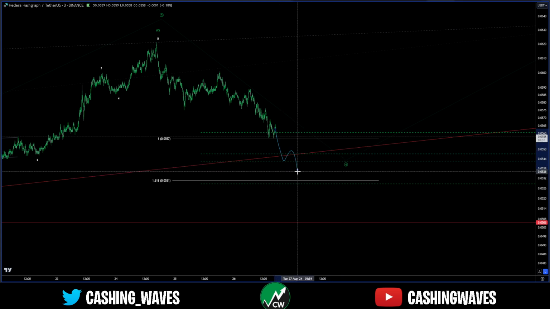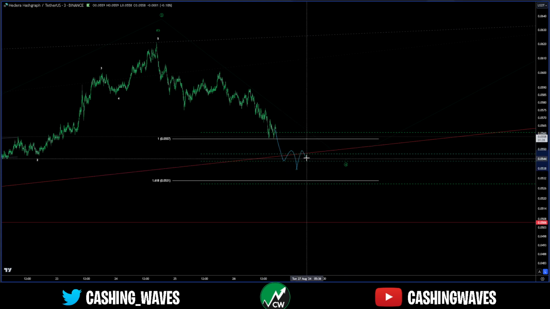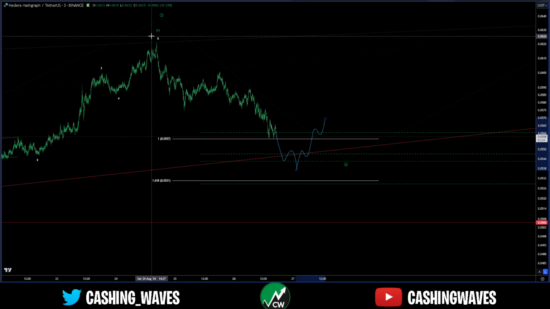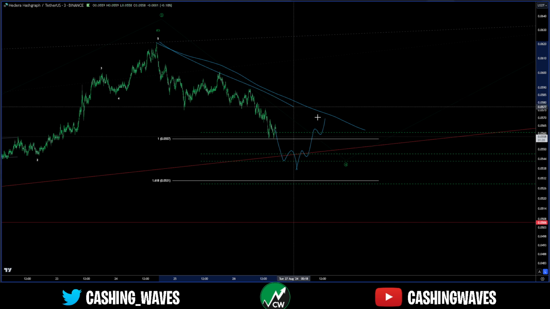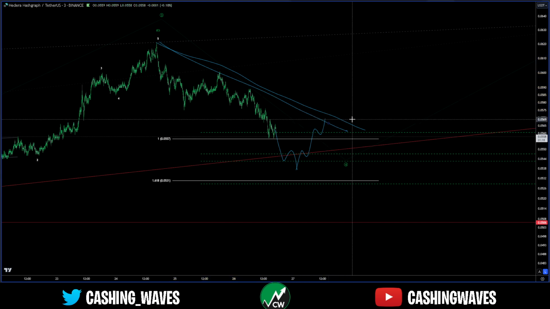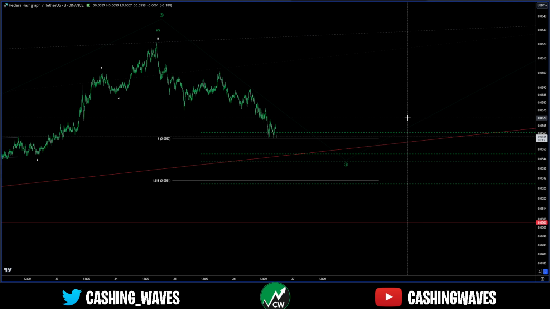You can wait for it to recover, look for a micro 5-wave. Maybe you'll get a clean 5 waves. We'll have to see, right? Or you can wait for the break of this trend line, see if there's a 5-wave pattern, buy a pullback. It all depends what kind of trader you are.